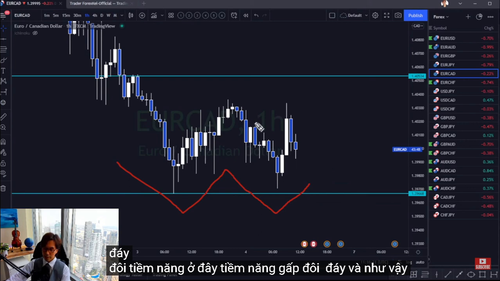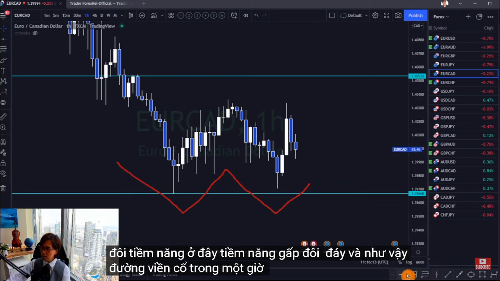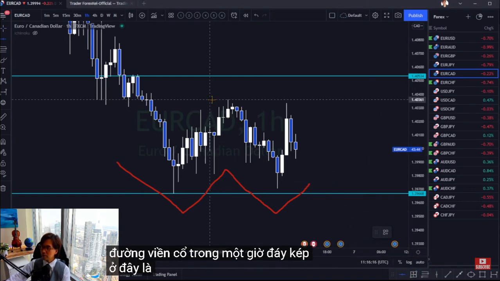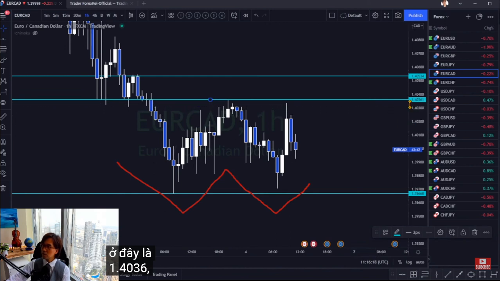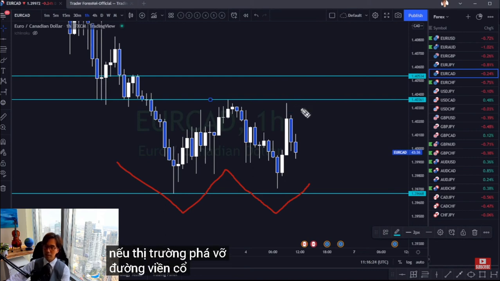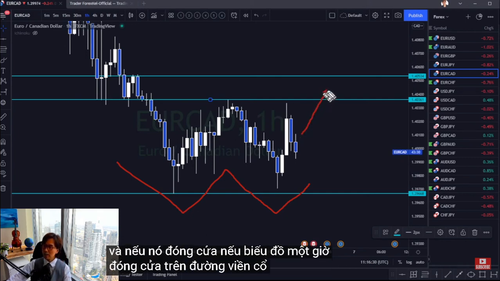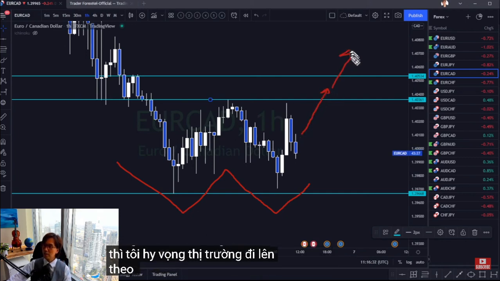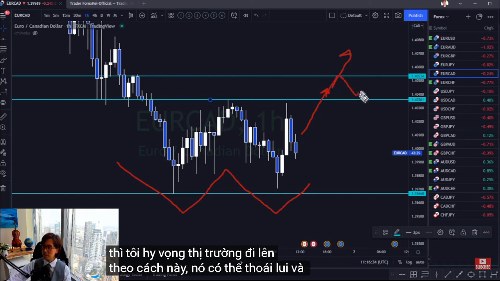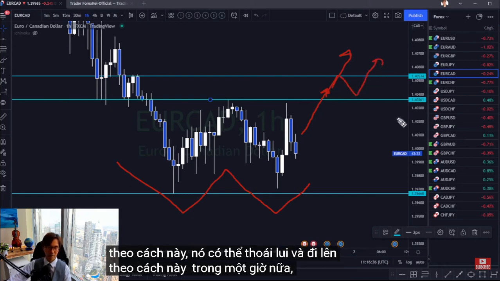And so the neckline in the 1 hour, the double bottom, was here at 1.4036. So if the market breaks the neckline, and if the 1 hour chart closes above the neckline, then I expect the market goes up this way. It may retrace backwards and goes up this way too in 1 hour.